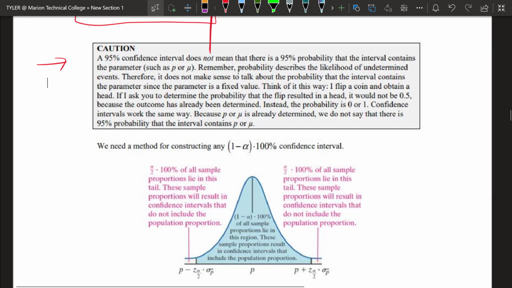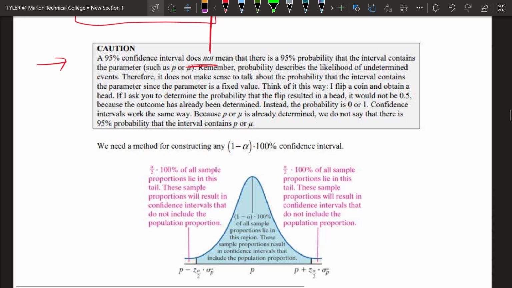It does not mean that, right? So note this first sentence. And the reason why: remember that probability describes the likelihood of undetermined events. So it does not make sense to talk about the probability that the interval contains the parameter, since the parameter is a fixed value. The parameter doesn't vary, it's some fixed value. So that's why it doesn't make sense to talk about probability. We need some undetermined event, and this event's already determined.